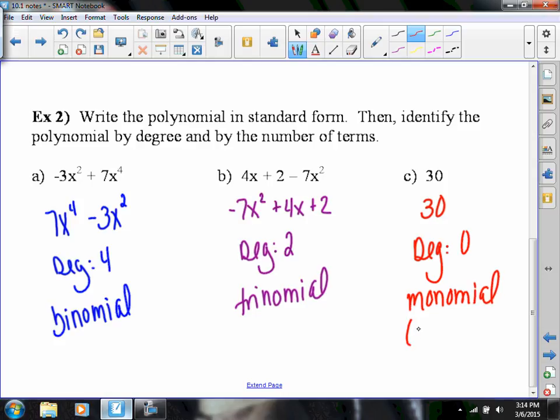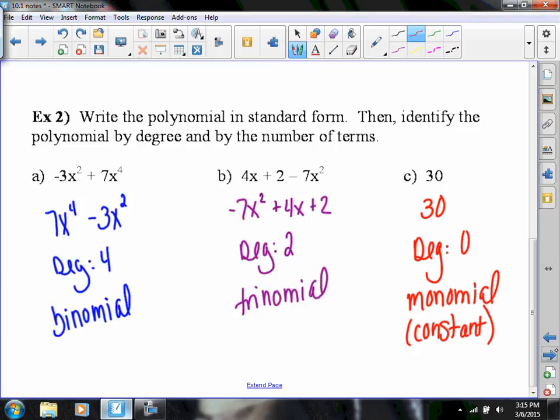Now, it's also a number, so if you wanted to call it a constant, you could call it a constant. That's the fancy mathematical term for number. Now, if you had a polynomial that had more than 3 terms, we would just call it a polynomial. So we have special names for 1 and 2 and 3 terms, mono, bi, and tri. Anything beyond that, we just call it a polynomial. So if it has 4 terms or more, it's just a polynomial. That's how we would name it.